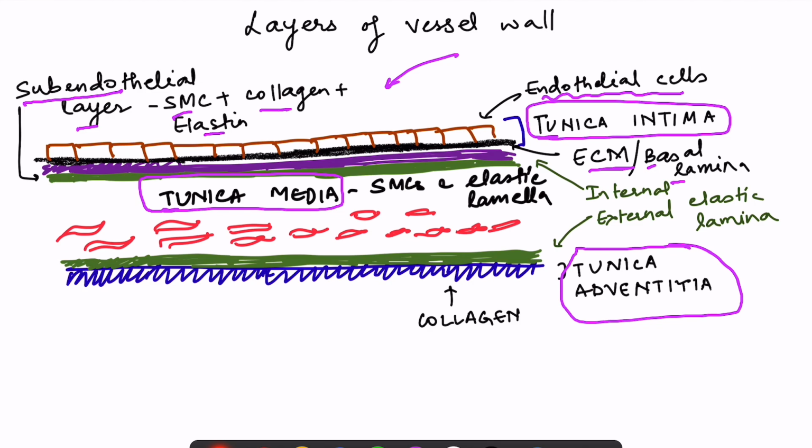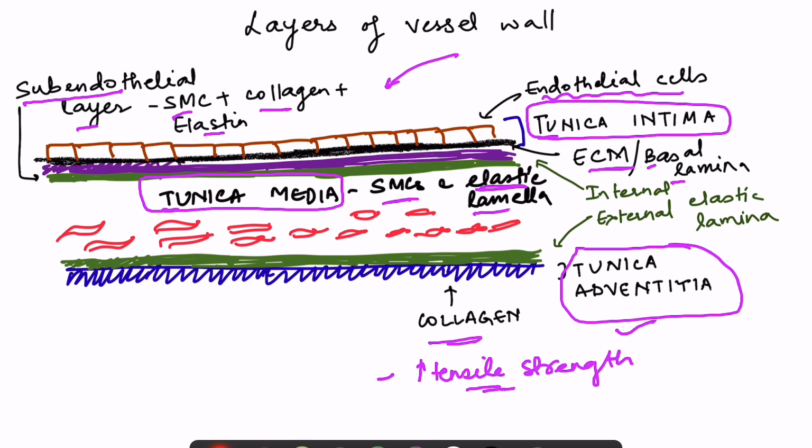Coming to tunica media, it is the contractile layer. It consists of smooth muscle cells and also has elastic fibers. Then we have the tunica adventitia. Tunica adventitia consists of collagen and this collagen is important to increase the tensile strength of the vessel. So we are talking about the aorta. It will increase the tensile strength of the aorta, and there is too much pulsatile flow in the aorta because every time there is systole and diastole, the pulsatile flow in the aorta is too much.